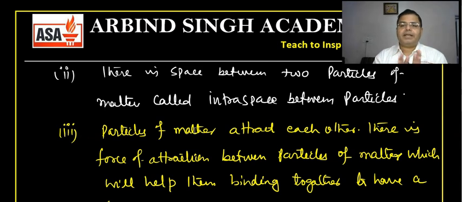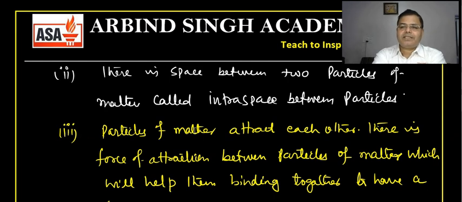Particles make up a substance because of the intermolecular interaction. There is a force of attraction, and due to the force of attraction, they have a binding force, in which a substance has a definite volume, or an item which you can see around you has a definite shape or size.